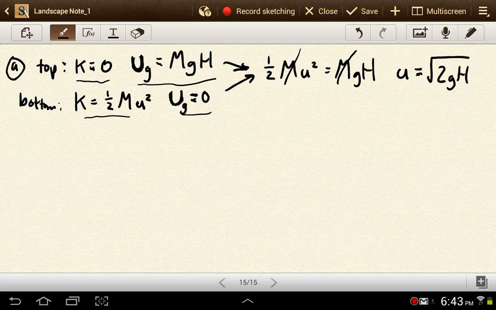No problem. Okay, so part B, let's see, what does part B ask? I believe, if I'm remembering this right, it's asking what is the tension in the vine at that point?